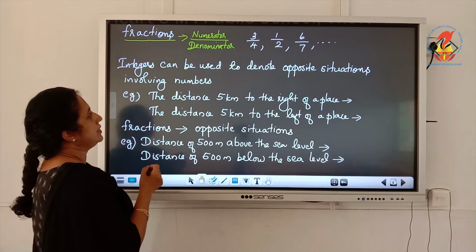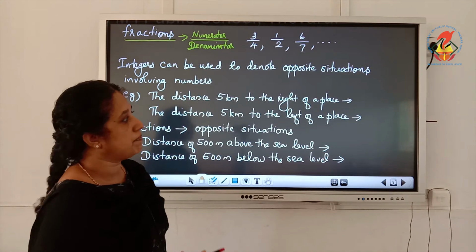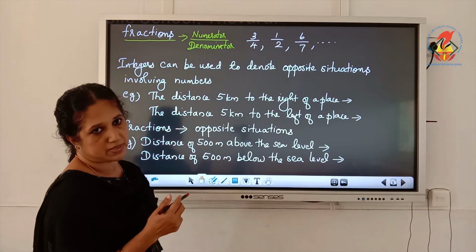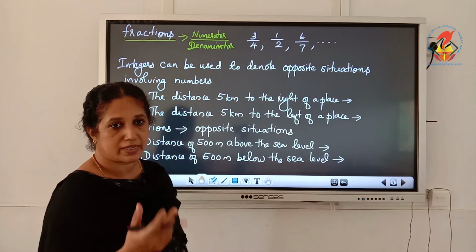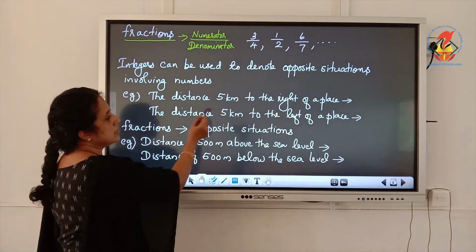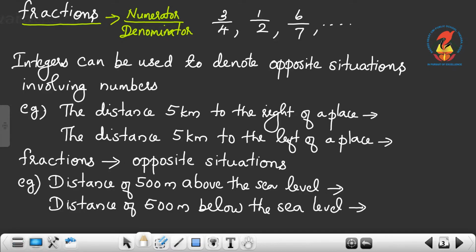And we know that integers can be used to denote opposite situations involving numbers. For example, the distance of 5 km to the right of a place. How will you represent it? We can represent it by positive 5. Now, suppose if you want to represent the distance of 5 km to the left of a place, we can use a negative integer, that is negative 5.